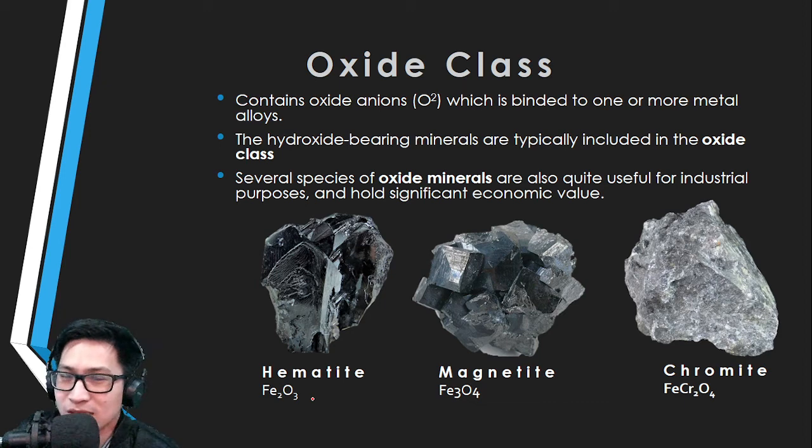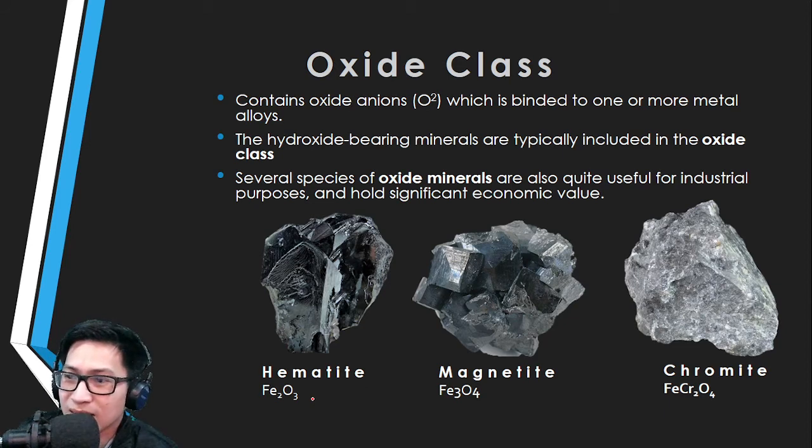Next, we have the oxide class. From the word itself, oxide, it contains oxygen. Okay? The oxygen is bound to one or more metal alloys. Ano-ano po ba yung mga metals natin? We have iron, no? Ano pa ba? Chromium. The hydroxide-bearing minerals are typically included in the oxide class. And several species of oxide minerals are also quite useful for industrial purposes and hold significant economic value. Mahal po ang mga oxide class.